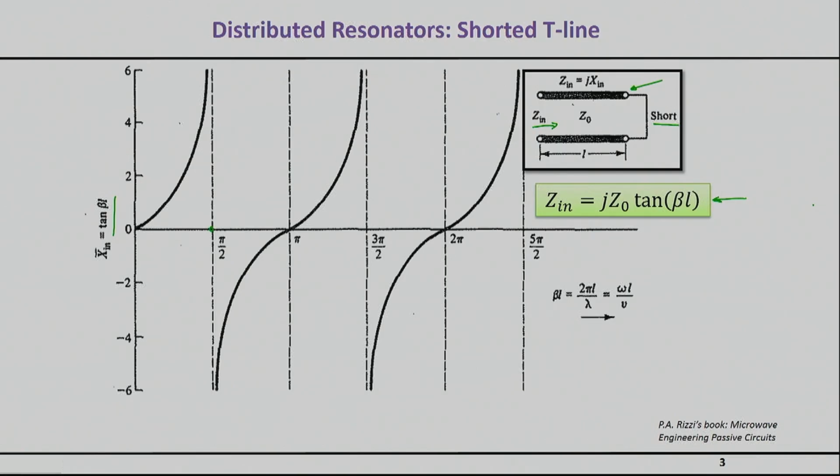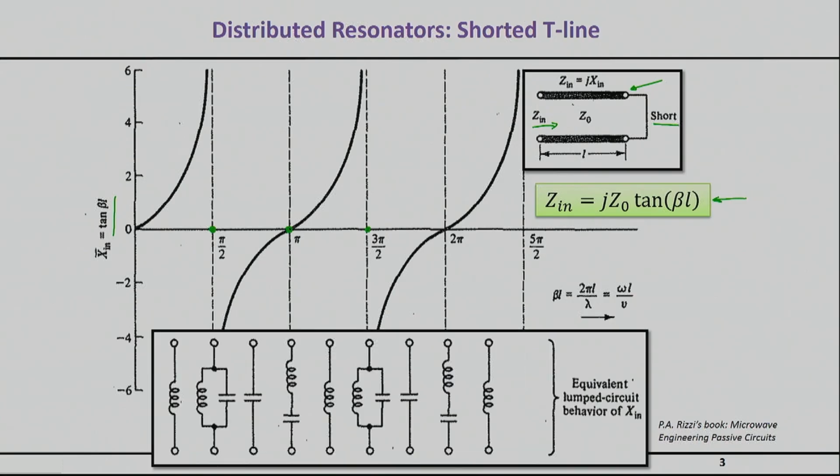For example, this transmission line section has a resonance at pi by 2. That means at an electrical length of 90 degrees. It has a resonance at pi, and so on and so forth, 3 pi by 2 and so on. So practically, you can use this to realize a resonator at any of these resonant points.